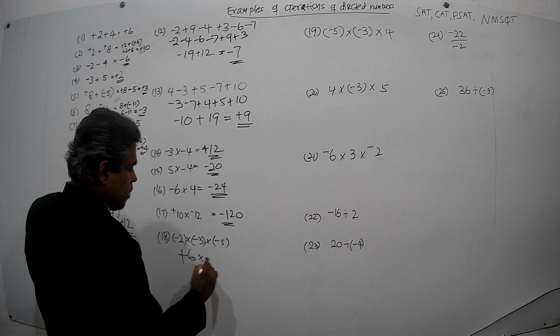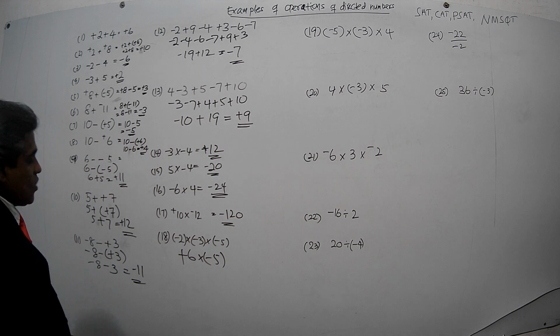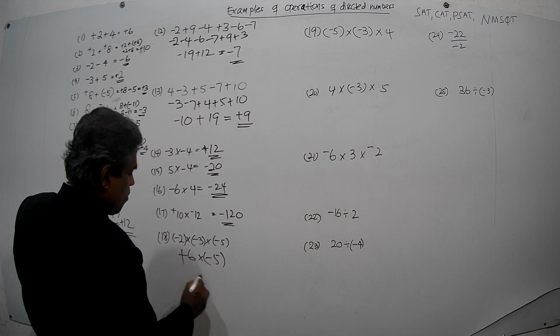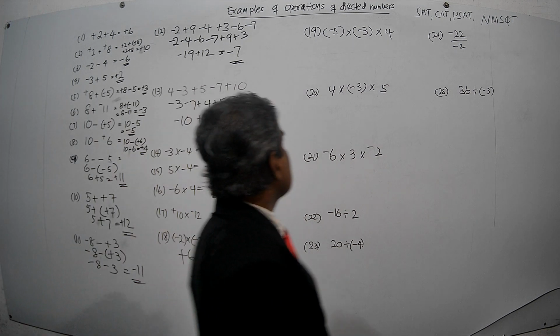Then into this minus 5. Now you have two numbers of different signs to be multiplied. The answer is negative. Therefore, 6 times 5, minus 30. Right. Now you go to the next one, the 19th one.